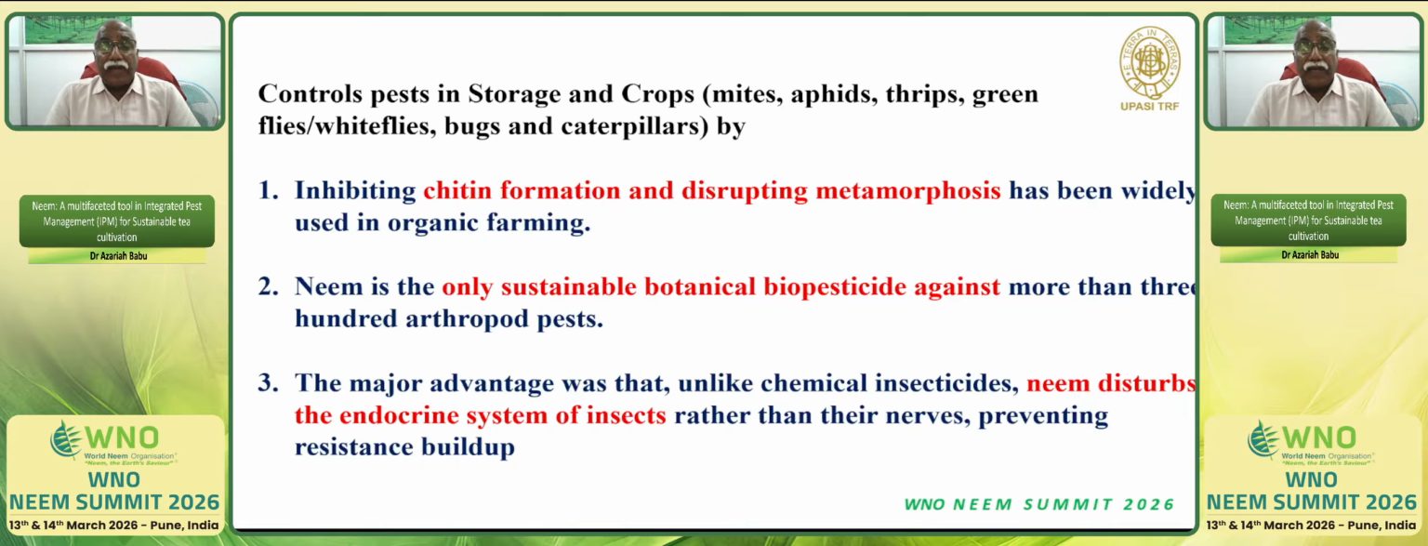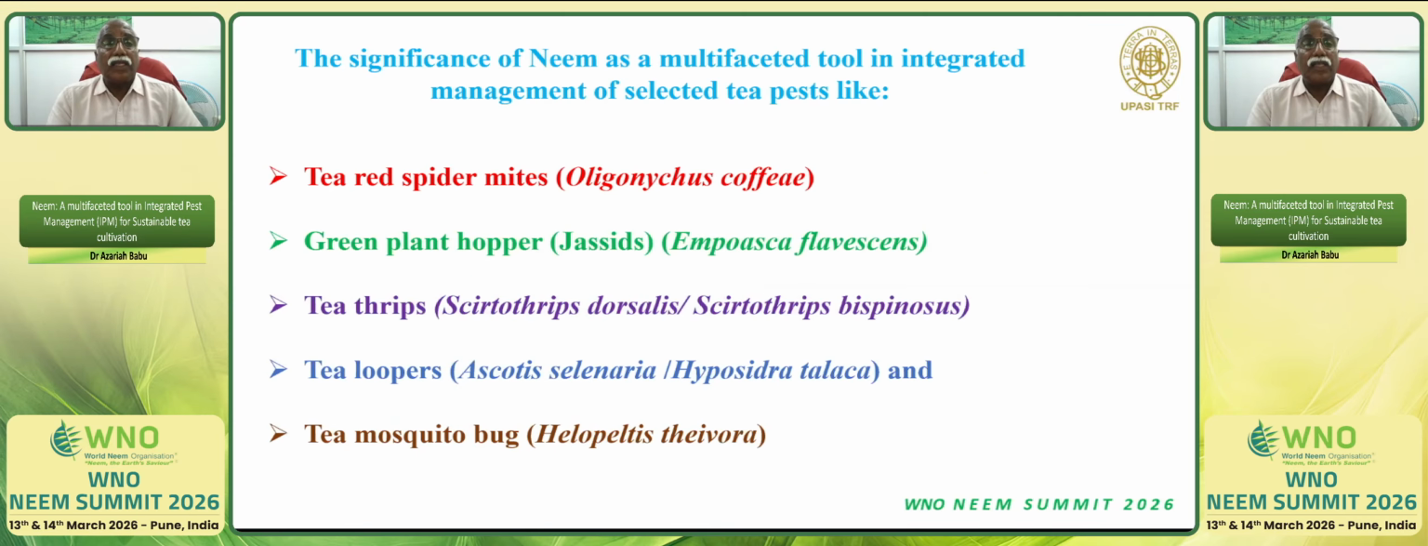Neem is the only sustainable botanical pesticide against more than 300 arthropod pests in different crops. The major advantage is that, unlike chemical insecticides, neem disrupts the endocrine system in insects rather than their nerves, preventing resistance buildup. I will be talking about the different effects of neem on the major tea pests like red spider mite, green plant hopper, tea thrips, tea looper, and tea mosquito bug.